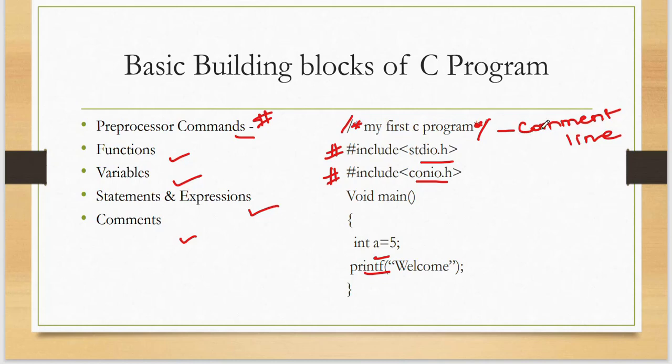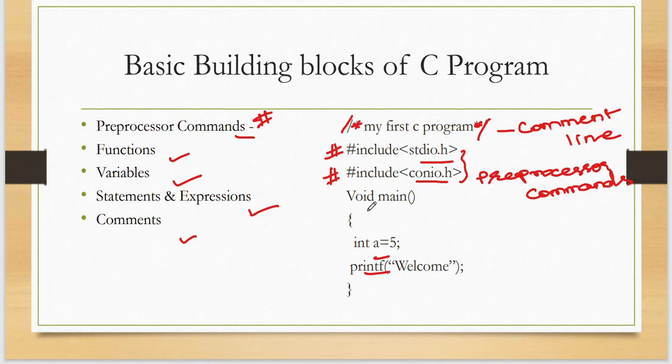So this is the comment line and this is the preprocessor directive. I am including the files I am going to use in my program. I need to print a welcome, so I need the standard input output file and the console related input output header file. So I include #include <stdio.h> and #include <conio.h>. This is called preprocessor commands.